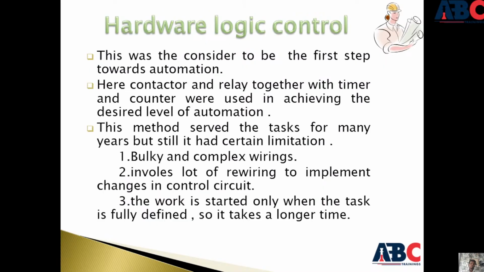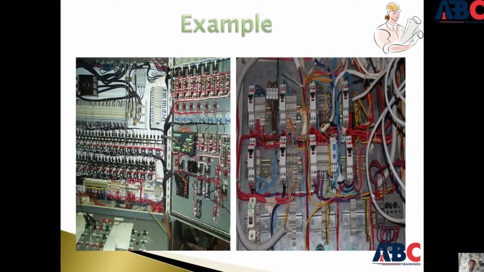Hardware logic control was considered to be the first step toward automation. Here, contactors and relays together with timers and counters were used in achieving the desired level of automation. This method served the task for many years, but it still had certain limitations. Bulky and complex wiring involves a lot of rewiring to implement changes in the control circuit. Third, the work is started only when the task is fully defined, so it takes a longer time.